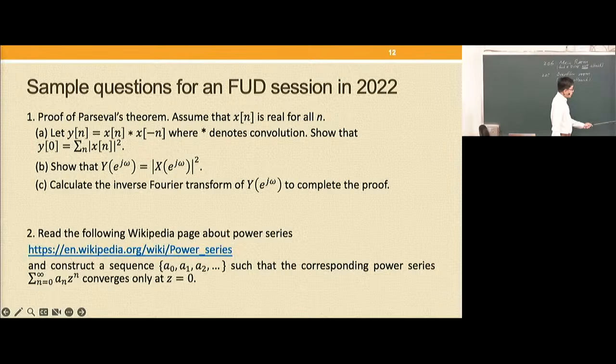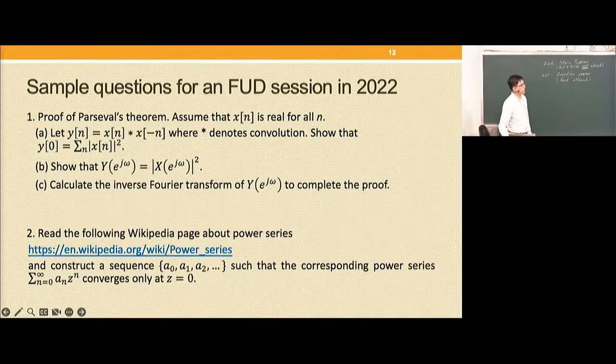Another example is I share with you some external reading materials from Wikipedia, and then I ask a question. As I said, these are mathematically more tricky questions to answer. They require deeper thinking and more lengthy derivations. For such things, we will move them to FUD.